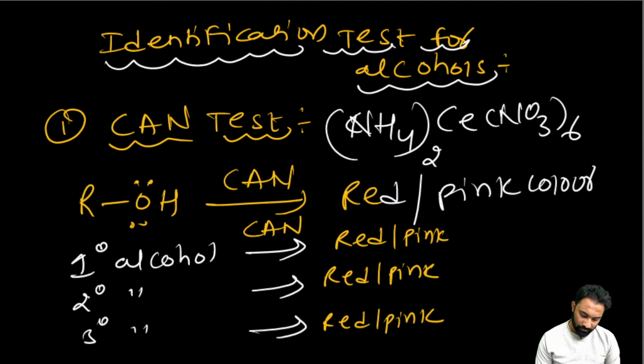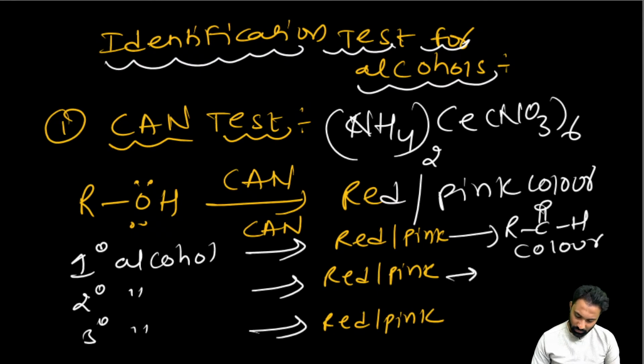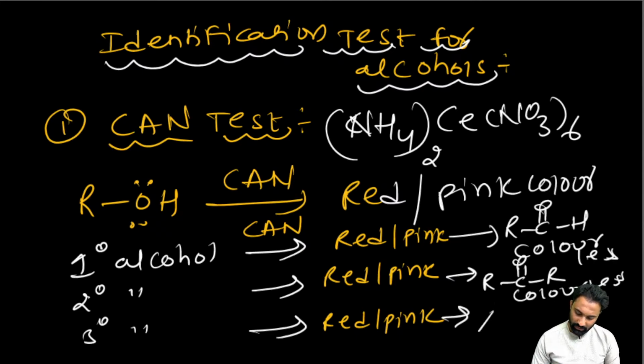Now 3 degree alcohol. Upon standing, it will be converted into the aldehyde and it will be colorless. Now this 2 degree alcohol will be converted into the ketone, and that will also be colorless. Done. Now 3 degree, it will not react. Done. Right.